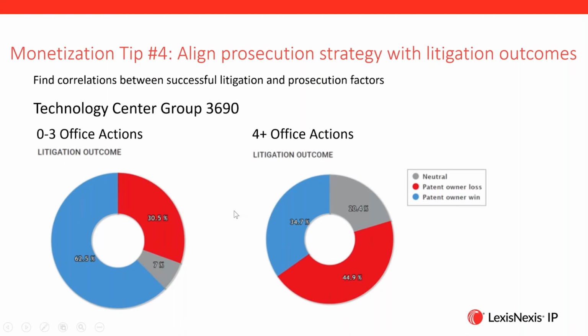Now, I can't fully answer that question, but what I do know is that at least in this one technology center group, 3690, this is one of the homes of business method patents, so a ton of 101 rejections here, fair bit of litigation.